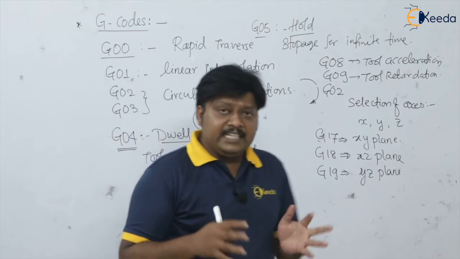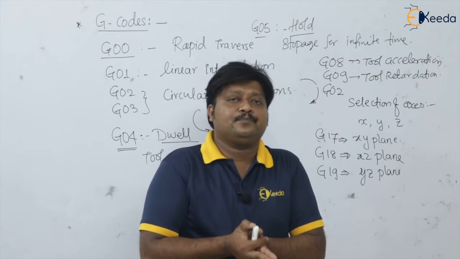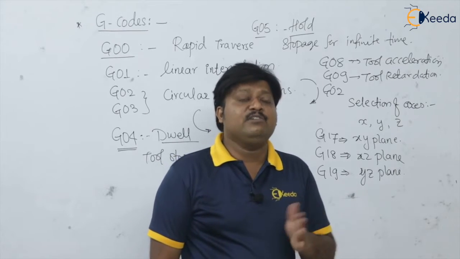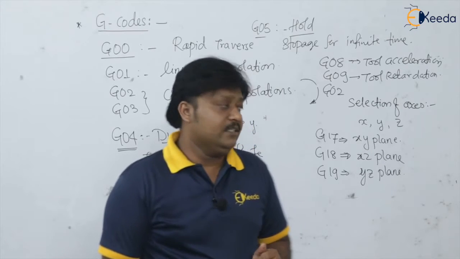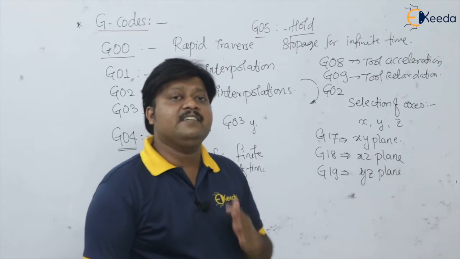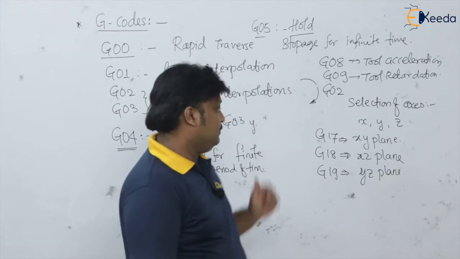See, G20 and G21: nowadays we can use G20 for programming in inches and G21 for programming in millimeters. But initially G70 and G71 were used for English and metric programming, which we will see.